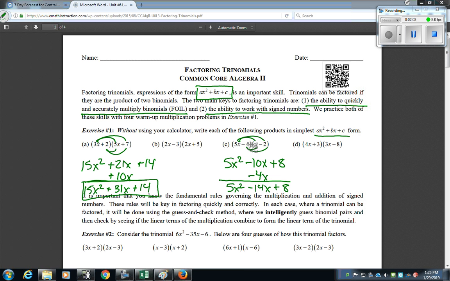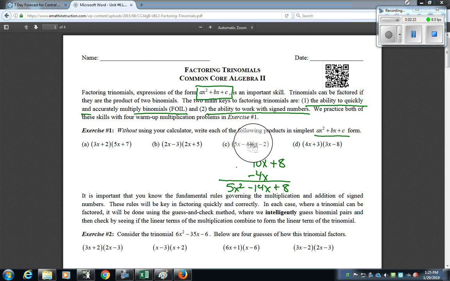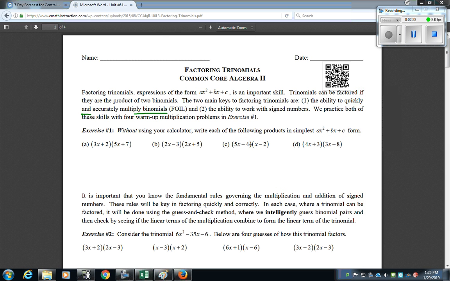So being able to take this and get into that trinomial form, multiplying quickly, making sure you get your signs right on your numbers, those are the biggest things with factoring. If you struggle with those, you're going to struggle with factoring, but if you're pretty good with it, then you're going to do pretty well at factoring. So let's do some examples and talk about what are the easiest ways to factor.